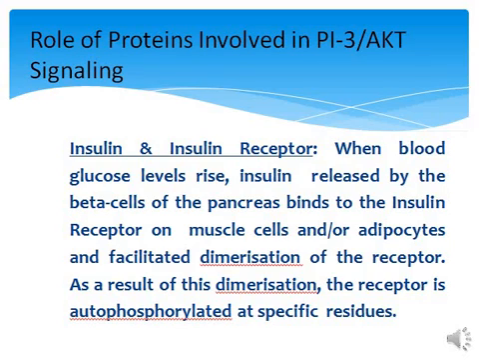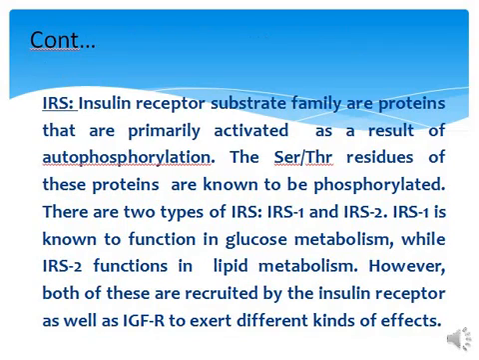When blood glucose level rises, insulin released by the beta cells of the pancreas binds to the insulin receptor on muscle cells and or adipocytes and facilitates dimerization of the receptors. As a result of this dimerization, the receptor is autophosphorylated at specific residues. Insulin receptor substrate is a family of proteins that are primarily activated as a result of autophosphorylation.